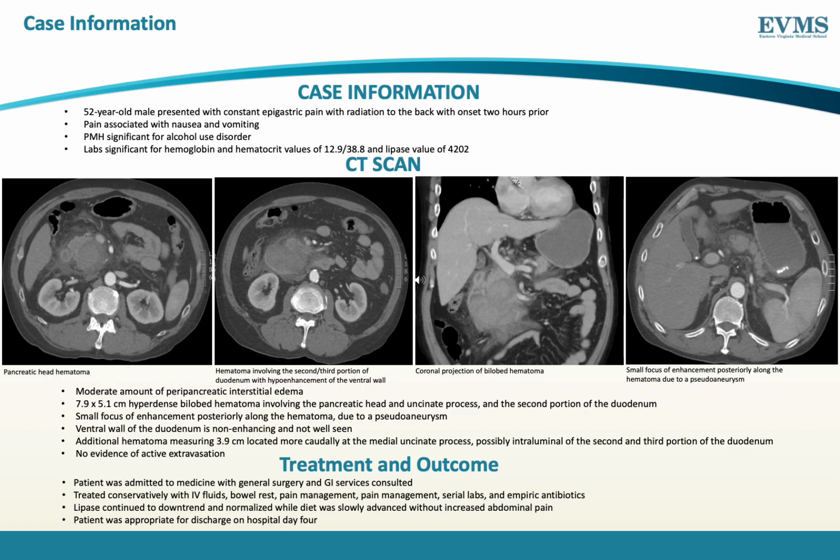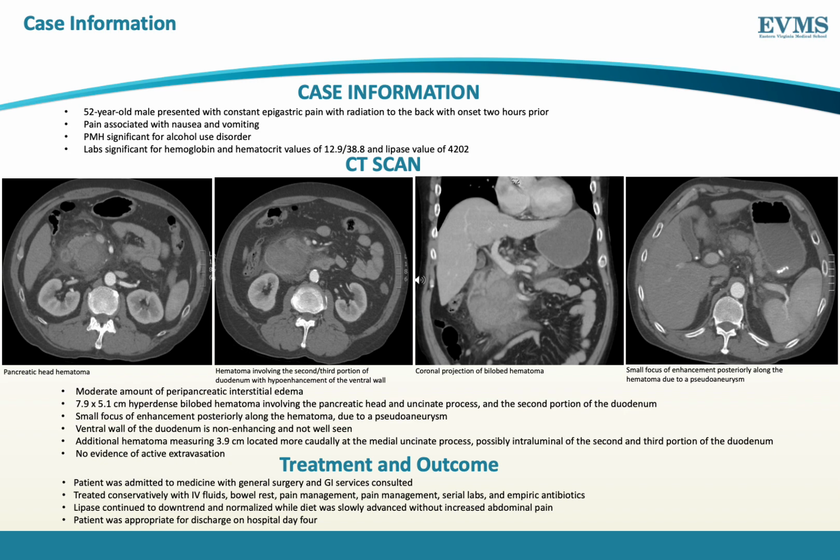Now we will discuss the case information. A 52-year-old male presented with constant epigastric pain with radiation to the back with onset 2 hours prior. The pain was associated with nausea and vomiting, and the patient's past medical history was significant for alcohol use disorder. His labs were significant for a hemoglobin value of 12.9 and a hematocrit value of 38.8. His lipase value was 4,000.